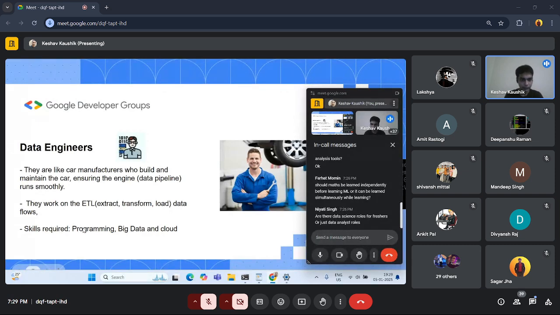Skills required, programming. If you compare these three fields, the most programming that is involved is in data engineers. So these guys, they use coding skills. They code all the time. And if you're into coding, this is a good field for you. Big data and cloud. Cloud is not mandatory, but it is actually very important. Consider it mandatory.